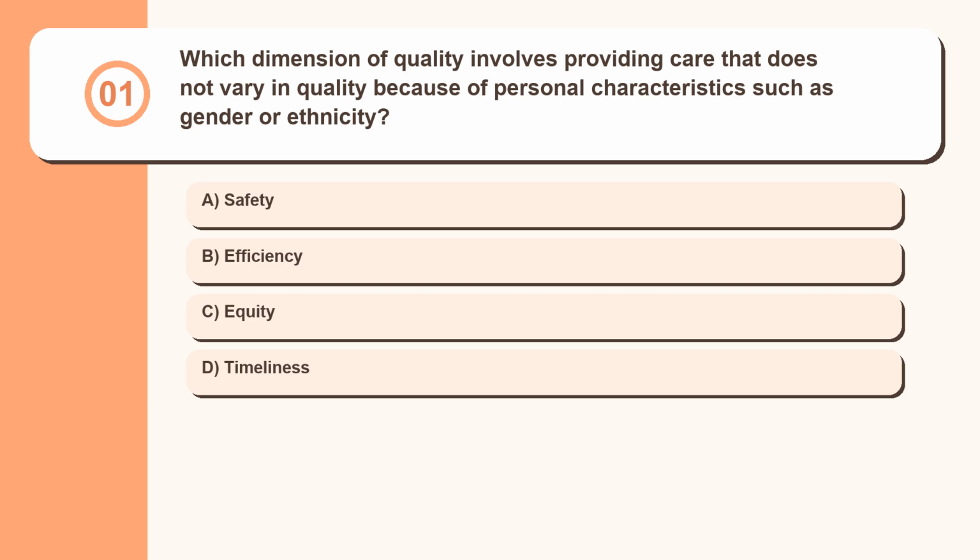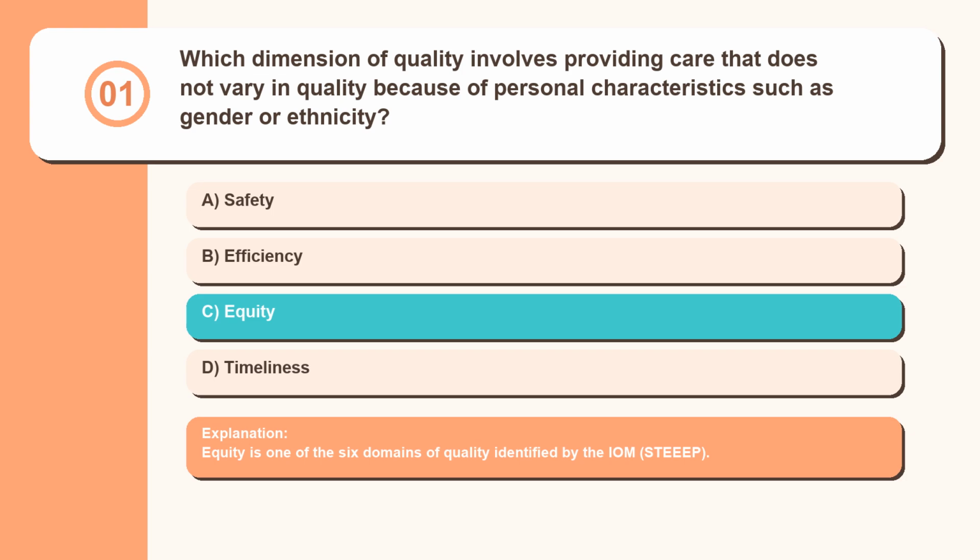Which dimension of quality involves providing care that does not vary in quality because of personal characteristics such as gender or ethnicity? Safety, efficiency, equity, timeliness. Equity is one of the 6 domains of quality identified by the IOM, STEEP.